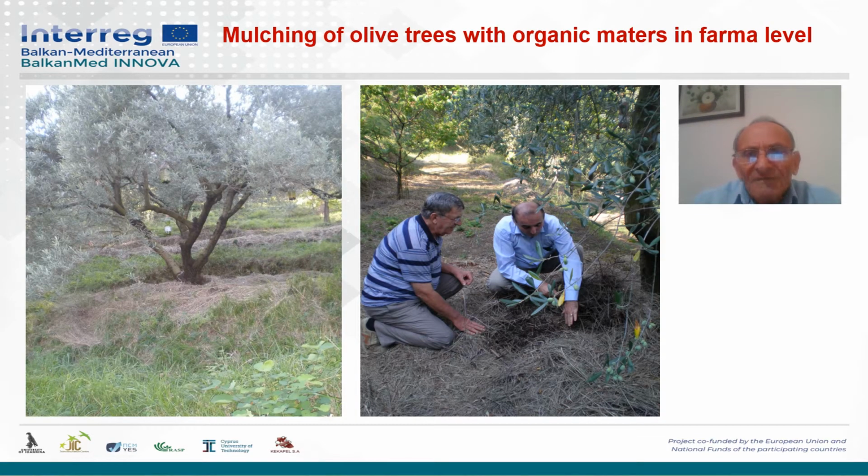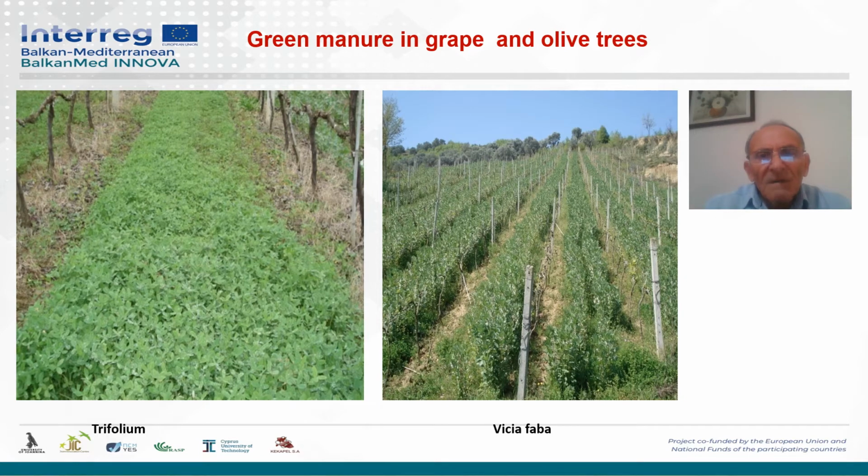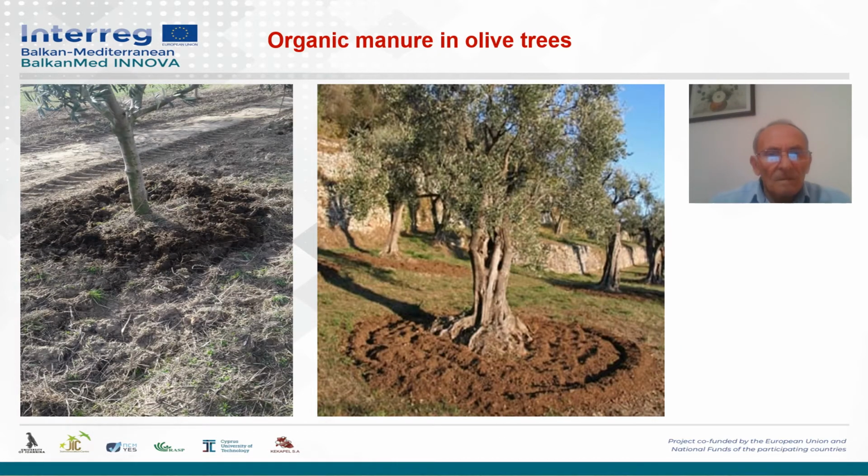Mulching of olive trees with organic matter at farm level is a source for plant nutrition in olive groves. Green manure, as in the grape, we use in olive trees: Vicia faba, Trifolium, and other green plants. We see here the use of organic manure in olive trees.